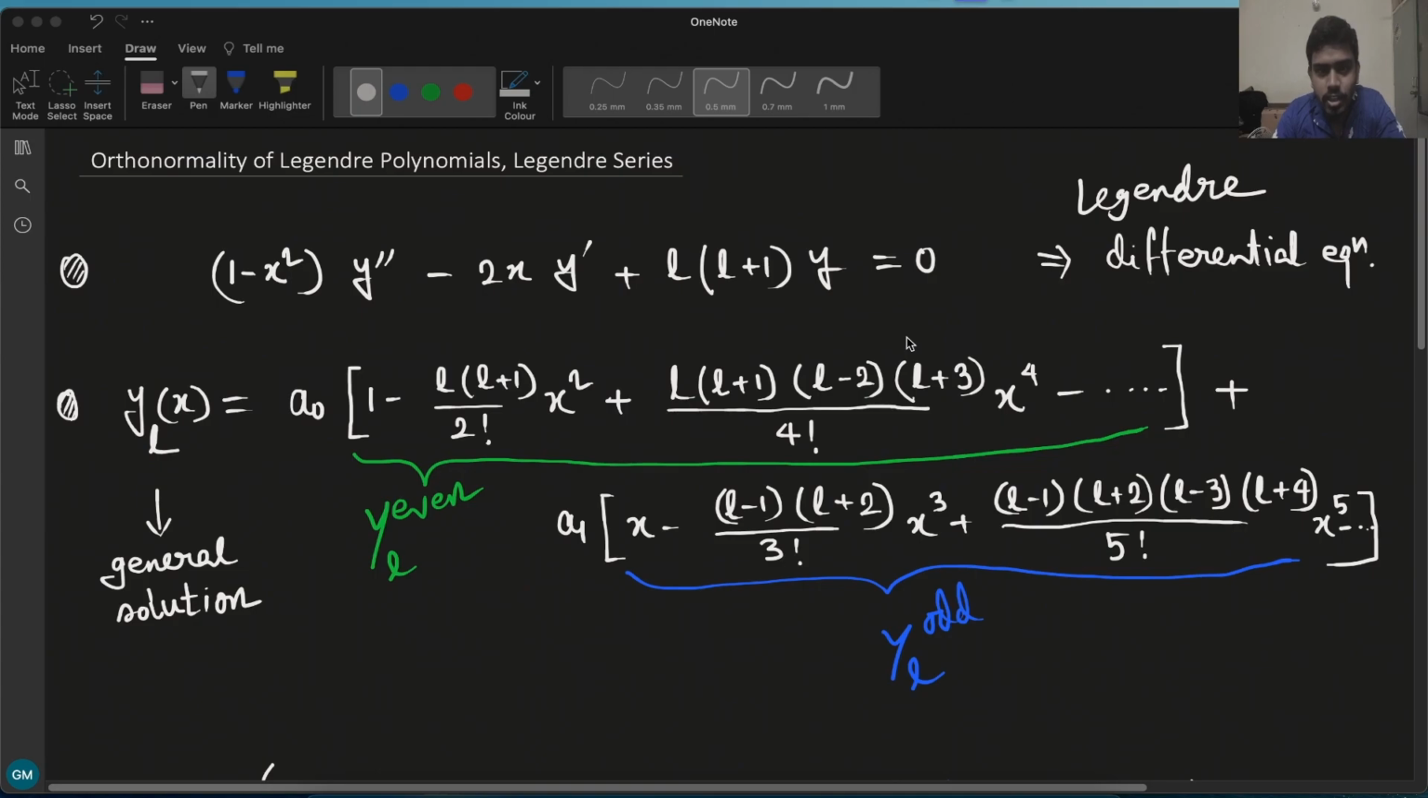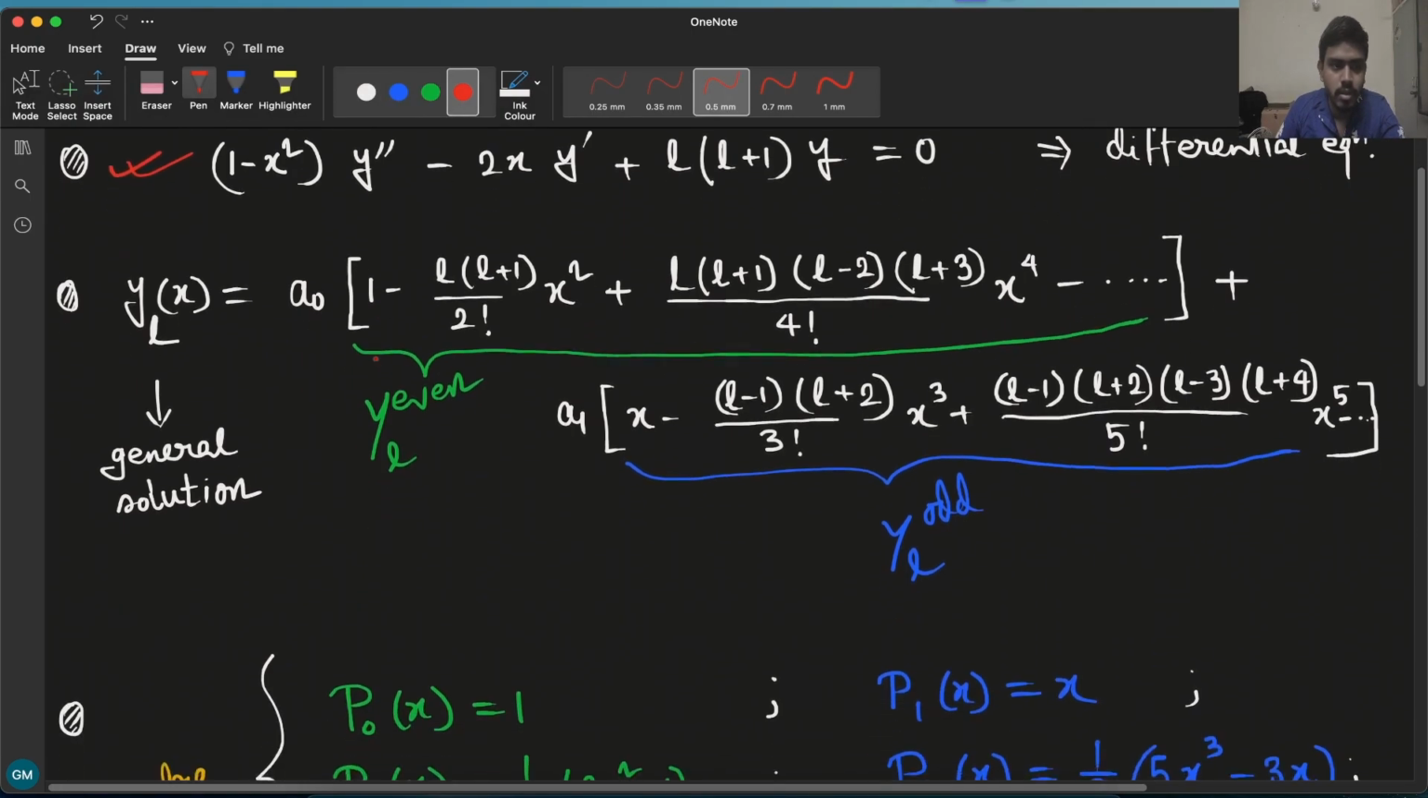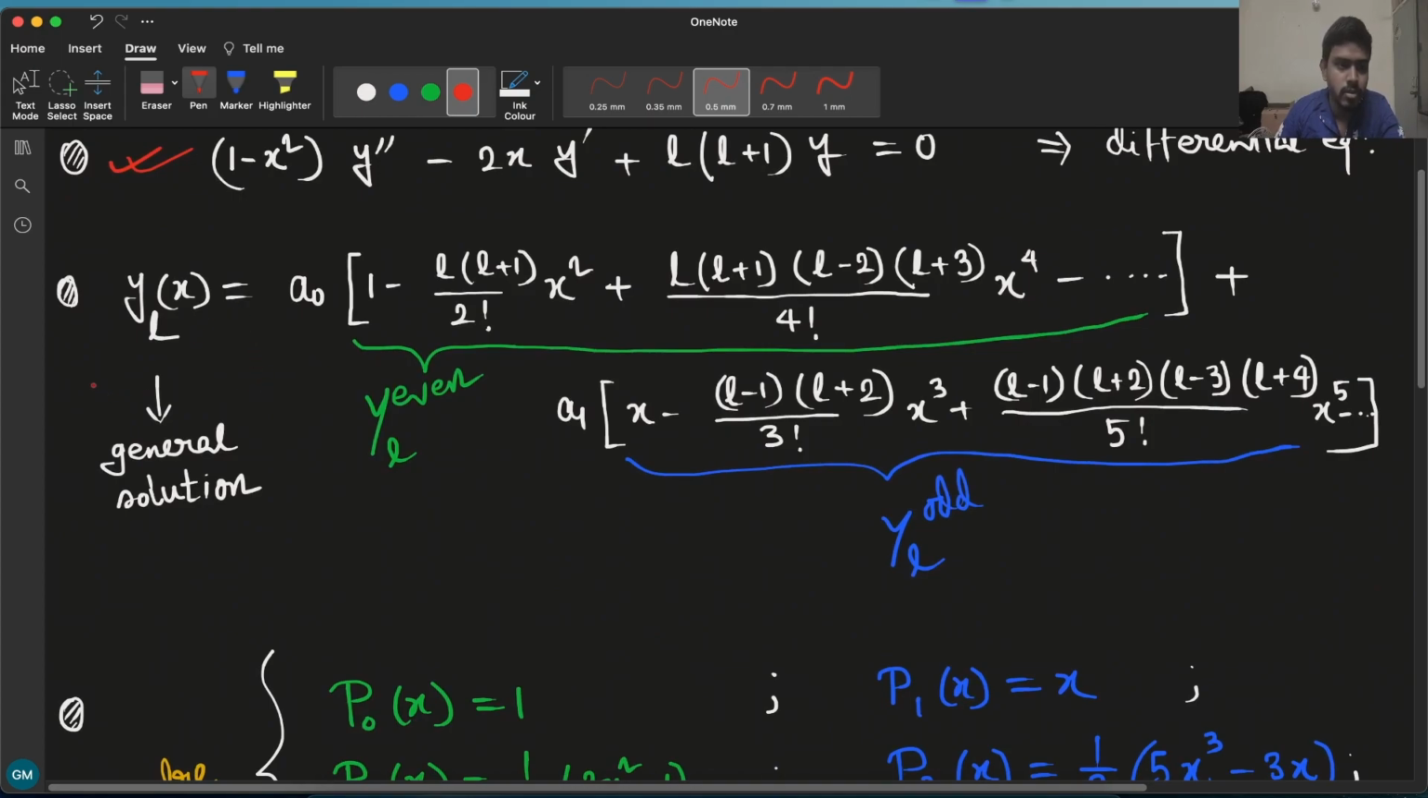Welcome to the 15th class of this course, and let me summarize whatever we did in the past few classes on Legendre polynomials. First we introduced the Legendre differential equation, then we solved it and we got a series solution. This is a general solution, which is a linear combination of two linearly independent solutions. So these y even and y odd are two such series solutions.